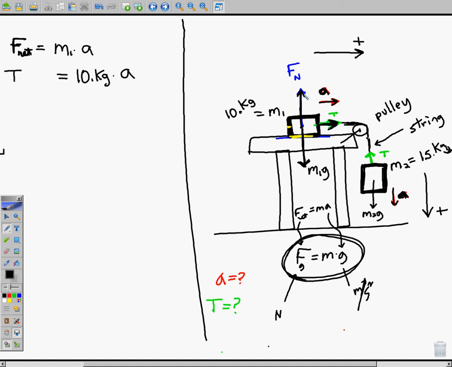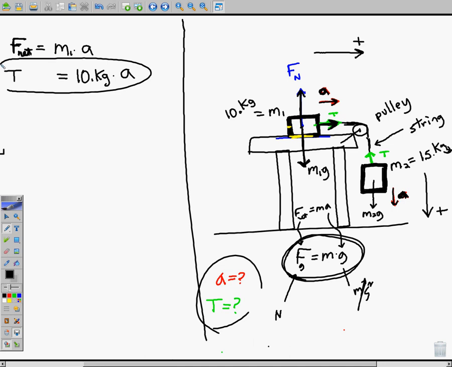Okay? So basically, there's our first equation. But we don't know the tension or the acceleration, that's our two unknowns right there. But in order to solve for two unknowns, how many equations do you need? Two equations. Guess where we're going to get our other equation? The other mass. We apply F net equals ma to the other mass.